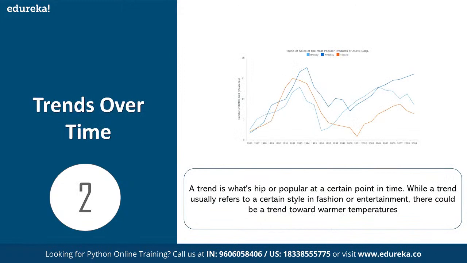Next, we had to analyze trends over time. So trend is what is hip or popular at a certain point of time. While a trend usually refers to a certain style in fashion or entertainment, there could be a trend towards warmer temperatures as well. So what exactly the trend has been, and based on the past trend, what kind of predictions we can make for the future, that is what we can infer by using the same data analysis itself.